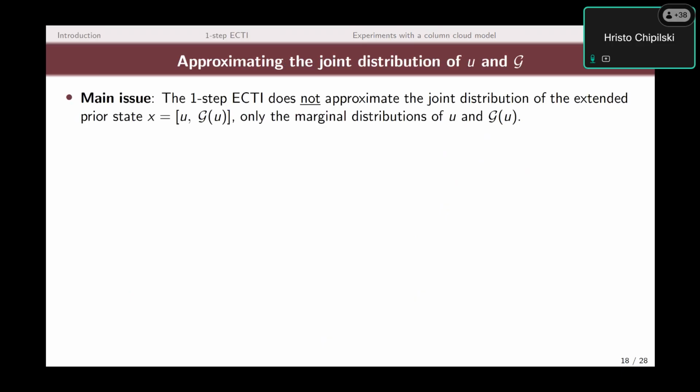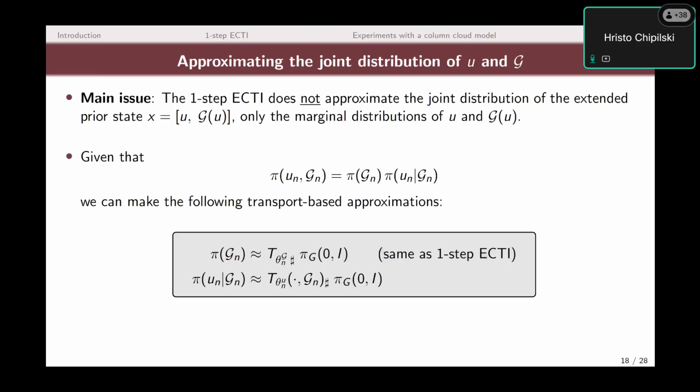Now, the question is, how can we resolve this issue? Remember that earlier on, I made an assumption that the transport map is acting separately over the parameter U and the predicted observation G. We can resolve this issue if we can somehow learn the joint distribution over U and G. The joint distribution can be written as the product of the marginal over G multiplying the conditional of U given G. And I'm going to make now the following approximations.